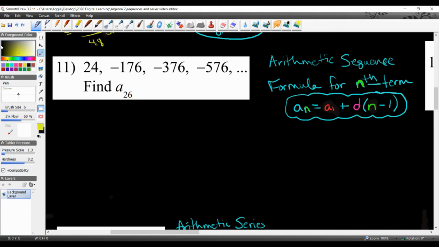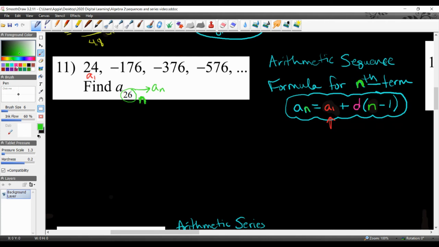So just like before, I'm going to go ahead and label my a sub 1 because I do need that here in this part, okay? And a sub n would be our a sub 26. So this right here is our a sub n, okay? n would just be the 26. So this is n. I'm just labeling everything right now so I know what everything is, okay?